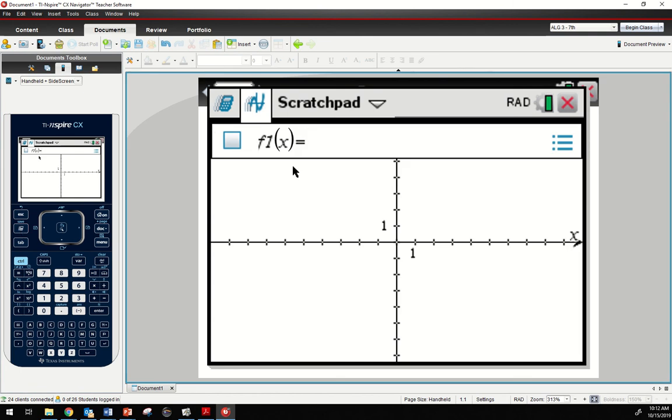All right, so how am I going to write this function? Take a guess.